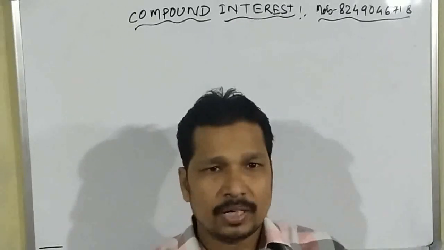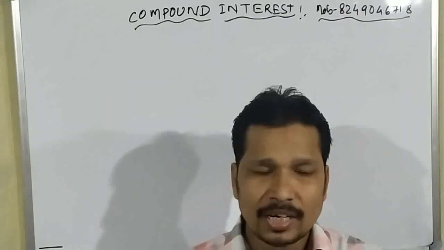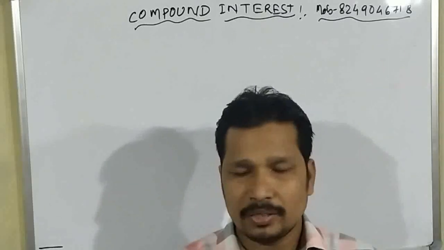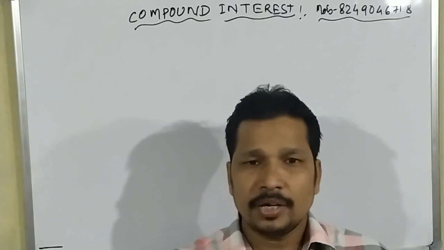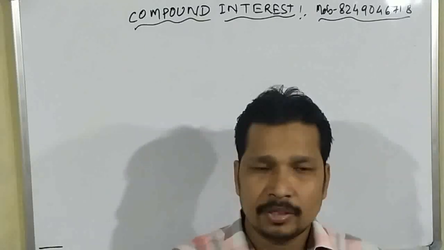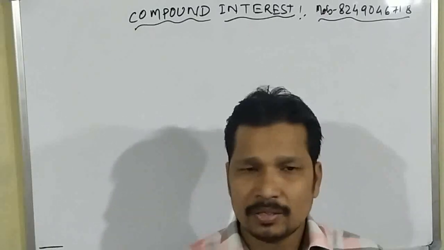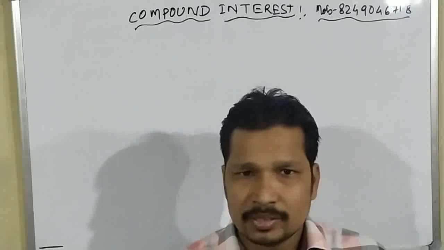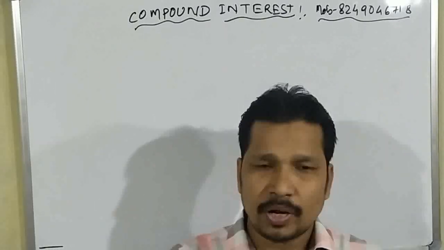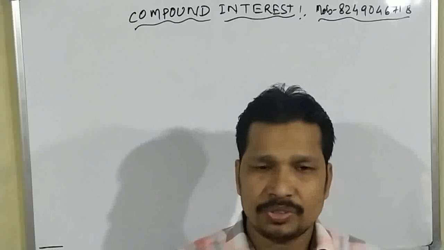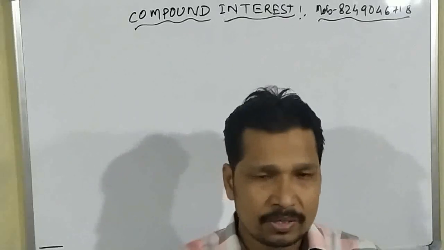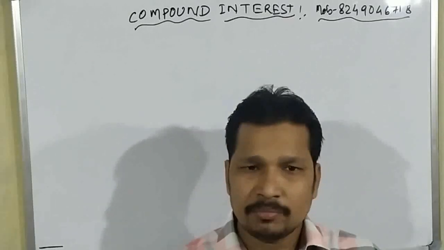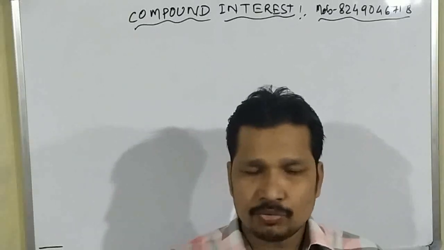In the previous video, we learned about compound interest. In that video, we saw there are two methods to find the compound interest. The first method is to find the interest for the first year and add that interest to the principal. That means we find the amount of the first year, which becomes the principal for the second year. After that, again we find the interest and add it to the principal. Then we find the amount of the second year, which becomes the principal for the third year. In this way, we have to continue.